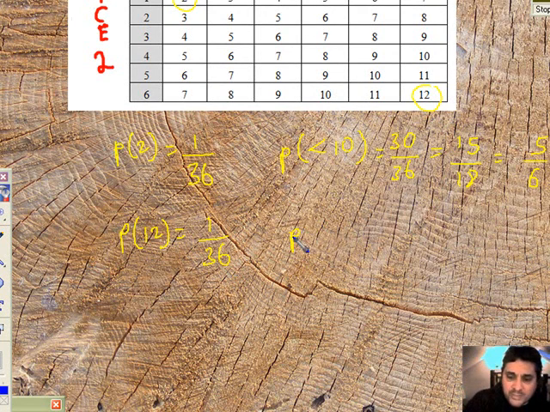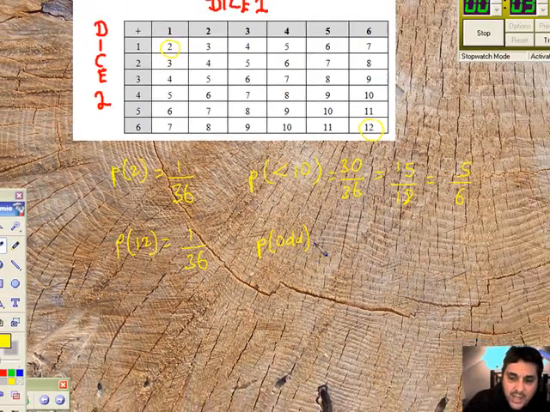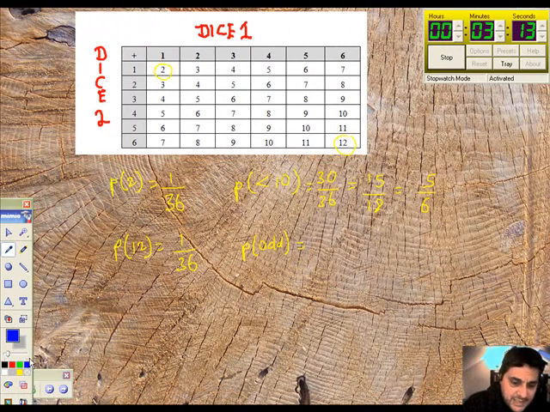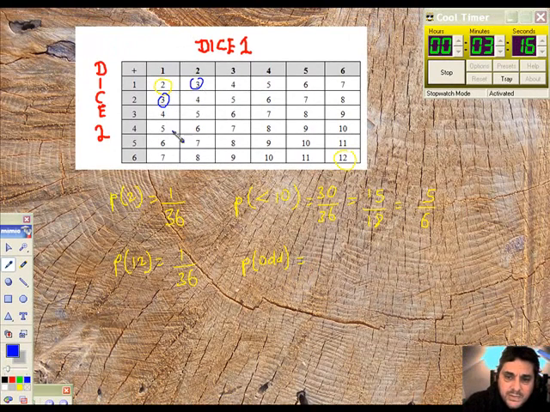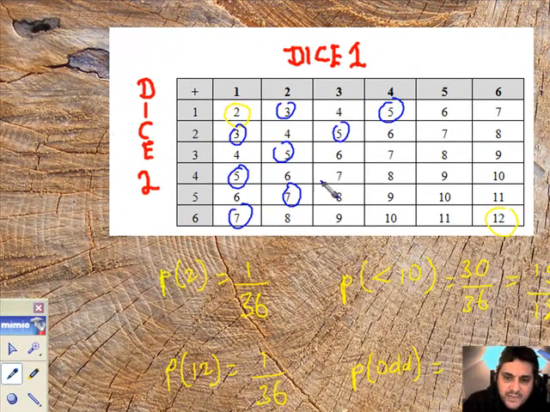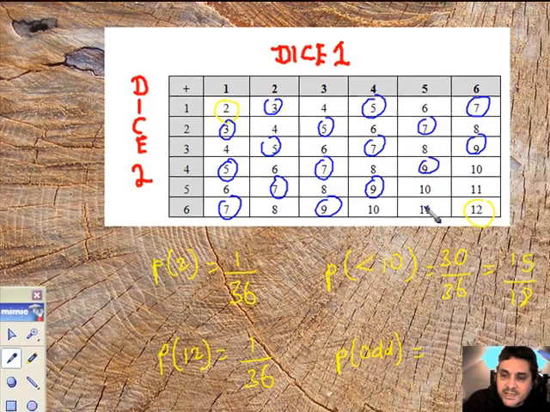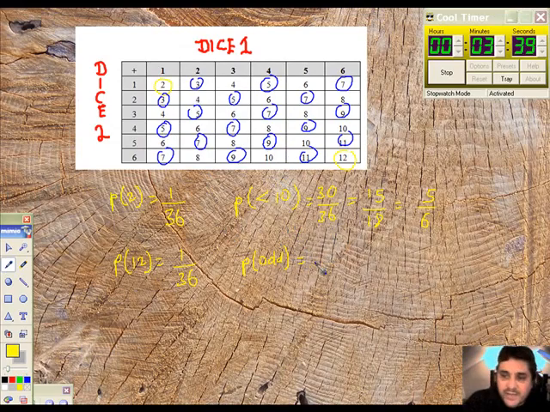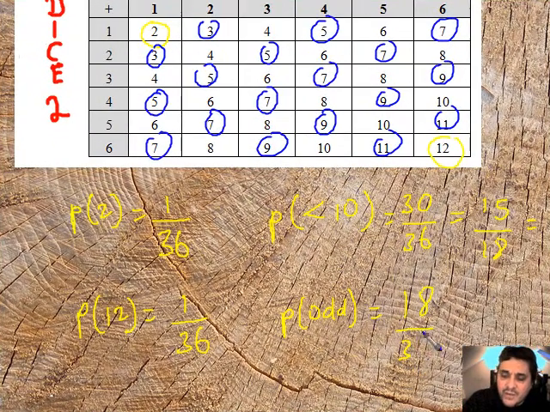And finally, what's the probability of getting an odd score? Well, let's have a look. These are the odds. Let's just change colours so it stands out. I've got 1, 2, 3, 4, 5, 6, 7, 8, 9, 10, 11, 12, 13, 14, 15, 16, 17, 18. Back to yellow. So the chance of getting an odd total score is going to be 18 over 36.